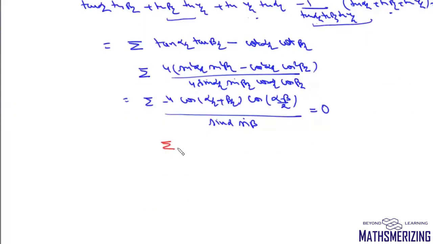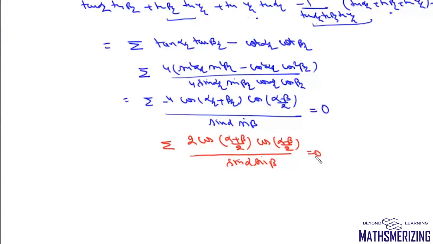Now we can also write this as 2 cos alpha plus beta by 2 into cos alpha minus beta by 2 upon sin alpha into sin beta, and it is equal to 0. Now we can use the formula for 2 cos c cos d. So it will be cos alpha plus cos beta upon sin alpha sin beta, and it is equal to 0. We have this cyclic summation.